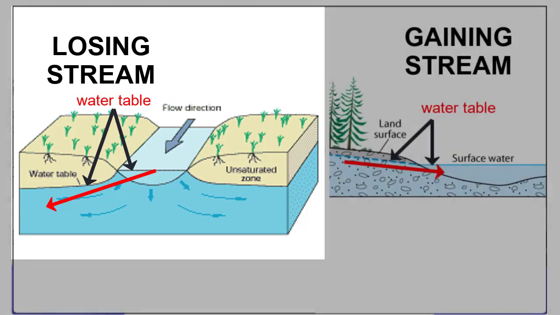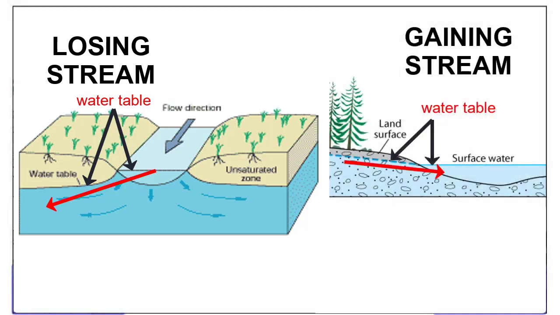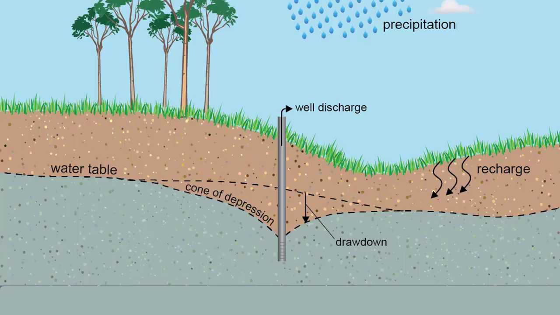As streams and rivers wind through various land regions on their way to the oceans, they may change from losing streams to gaining streams and back again depending on the water table of the land through which they travel. What happens when we remove water from the aquifer? How does that impact the flow of groundwater and anything that the groundwater carries?